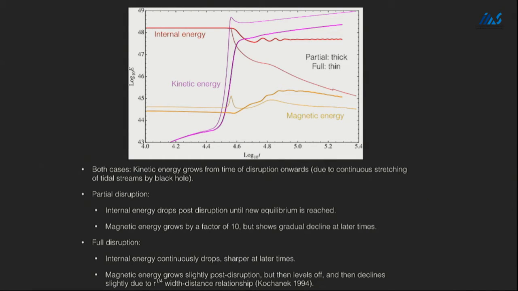All right, so let's talk about energetics. The important lines to look at here really are the magnetic energy. So this one here is a partial disruption. This one is a full disruption. And you can see that there is an amplification of the magnetic field in the partial disruption by about a factor of 10. The field starts to unwind at late times. It's not clear if that's numerical or physical.